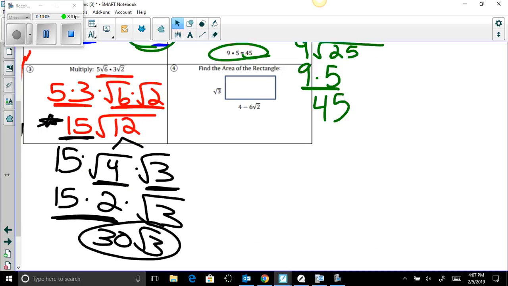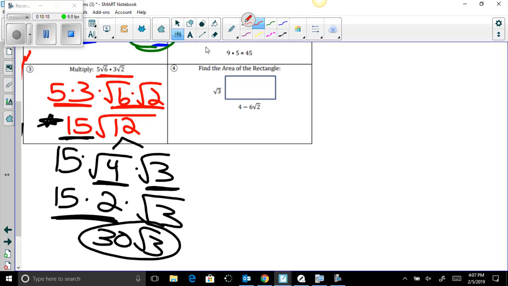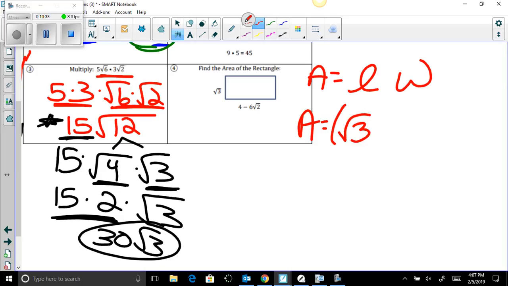On to that last question. That deals with some geometry. Find the area of the rectangle. Let me ask you this. Area of the rectangle. What is the area formula for a rectangle? Length times width. Substitute with my length and my width. It doesn't really matter which one you put where, because aren't we multiplying them together?